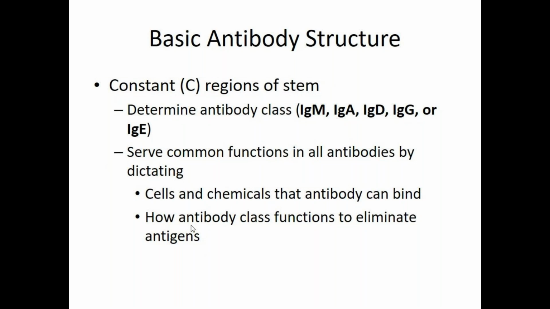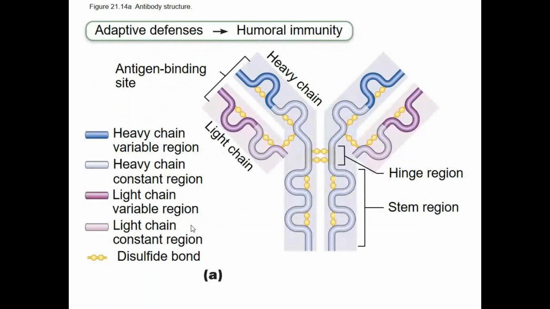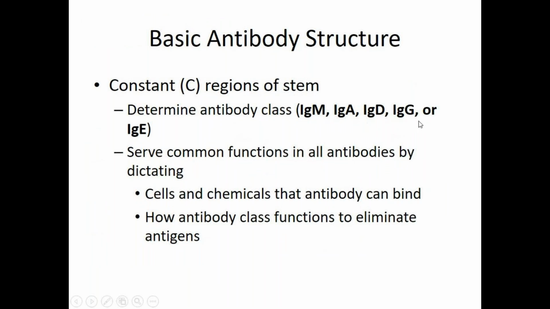The constant region is the part that is everything else. And so as we talk about IgG, IgM, IgA, IgD, IgE, whatever immunoglobulin class we've got, that is determined by the constant region. So we have classes of antibodies, and variable regions for specific antigenic determinants. We'll go through each of these and what they mean in a little bit, so don't worry about getting that right now.